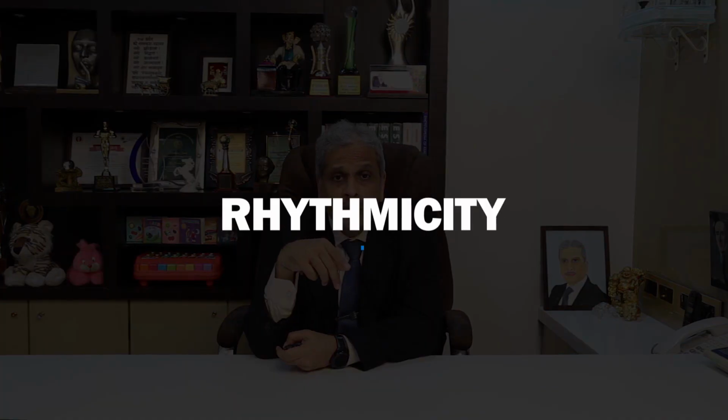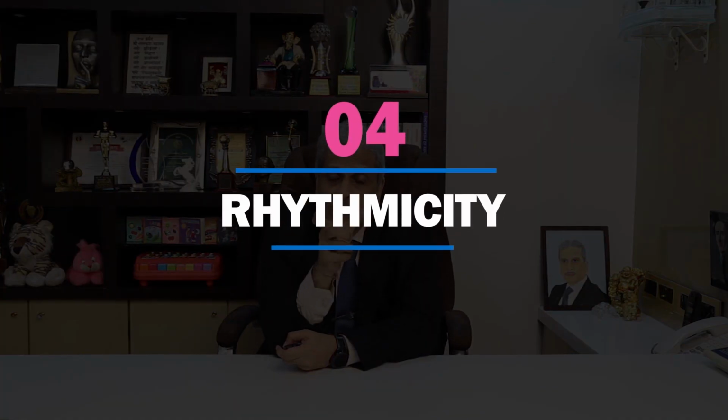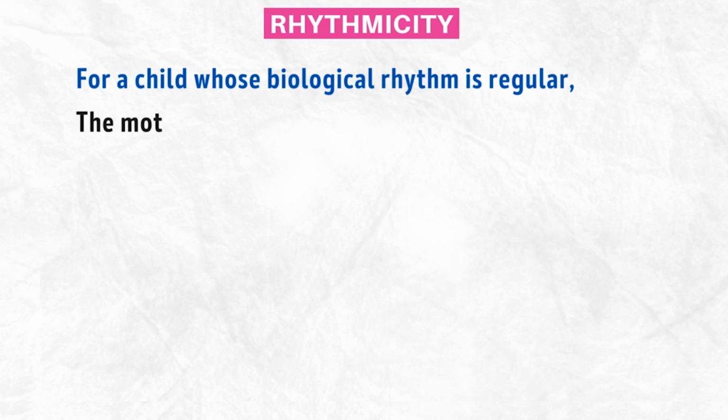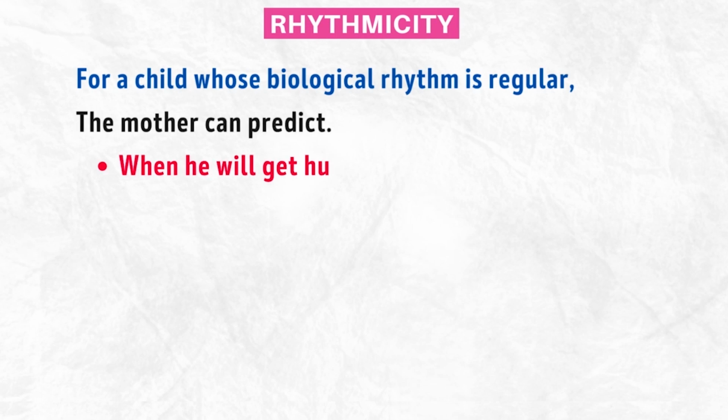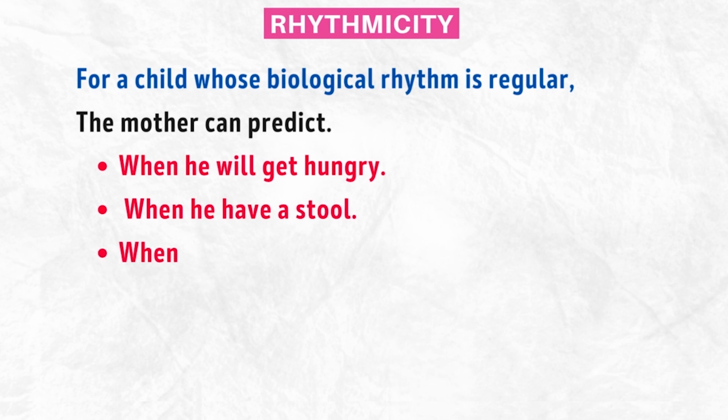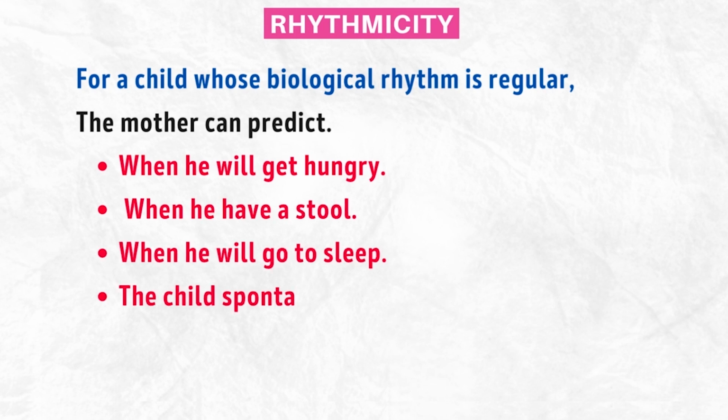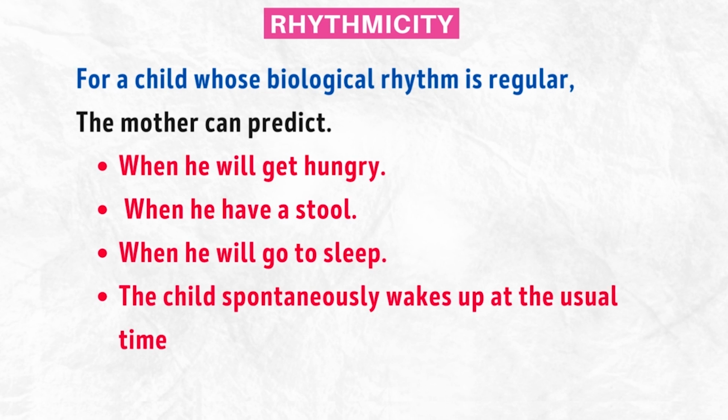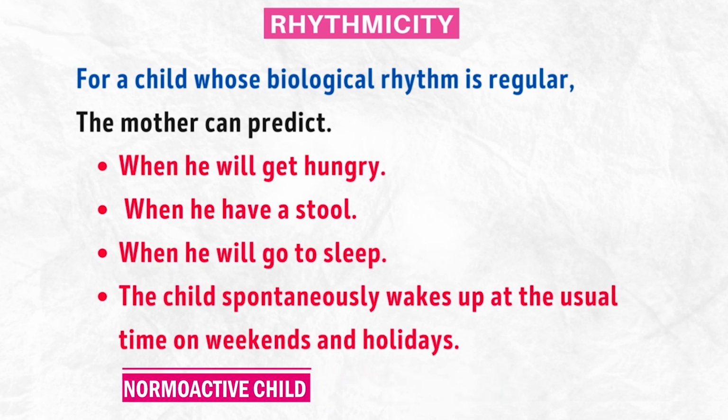The fourth point on this aspect is rhythmicity. What do we mean by rhythmicity? Rhythmicity means the biological functions of a child, like getting hungry, getting sleepy, going for stools, urine. How are these seen in the child? If a child has a predictable time to go to stools, a predictable time to go to bed, a predictable time for hunger, then this is called a normal rhythm of the child, and this is a normoactive child.